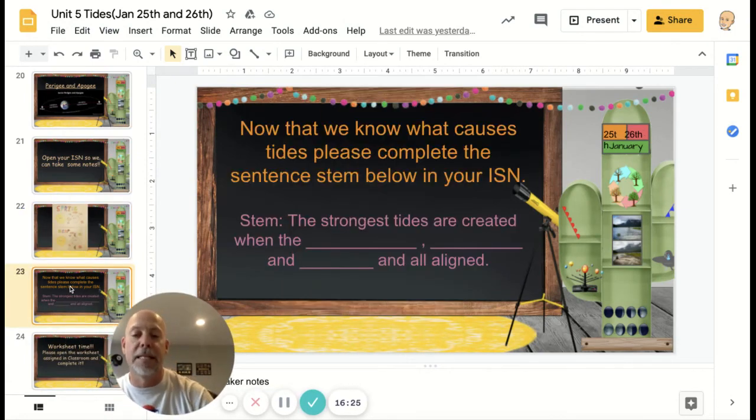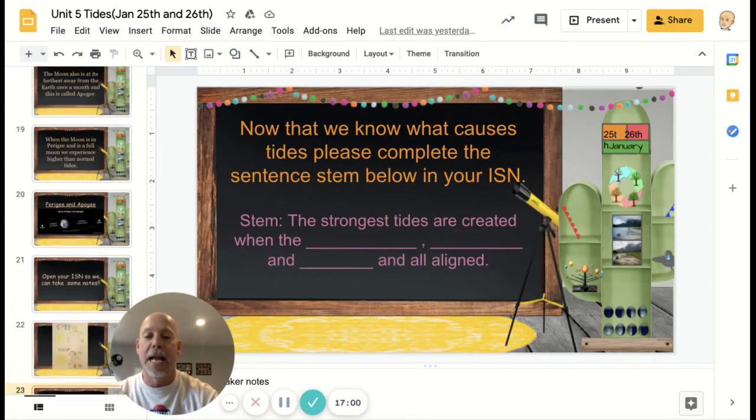Then we're going to have this in our ISN as well. So now that we know what causes tides, please complete the sentence down below in your ISN. We've done this in class a few times. Those of you who are virtual should have been doing it on your own. So the STEM question starts: the strongest tides are created when the blank and blank and blank are all aligned. What three things did we discuss? That when they're all aligned, we have our strongest tides, okay? Let's make sure we get that in your ISN.